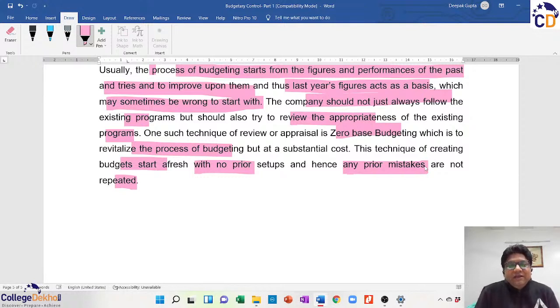So similarly, there are so many entrepreneurs, the Apples, the Mark Zuckerbergs, they have thought out of the box, or I should say, they have created a zero-based budget. They have not thought of the past. They are creating the future with a fresh perspective, and that is what zero-based budgeting is all about.